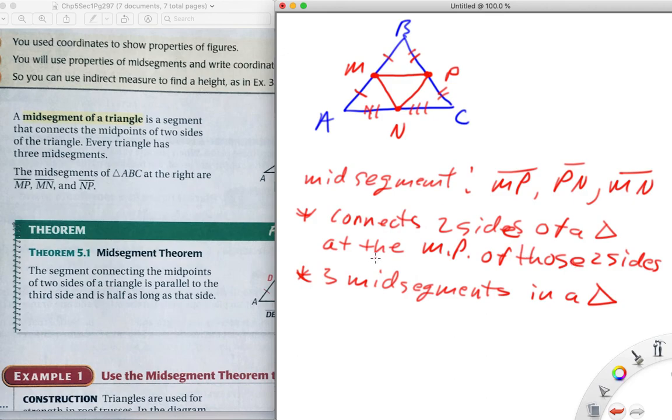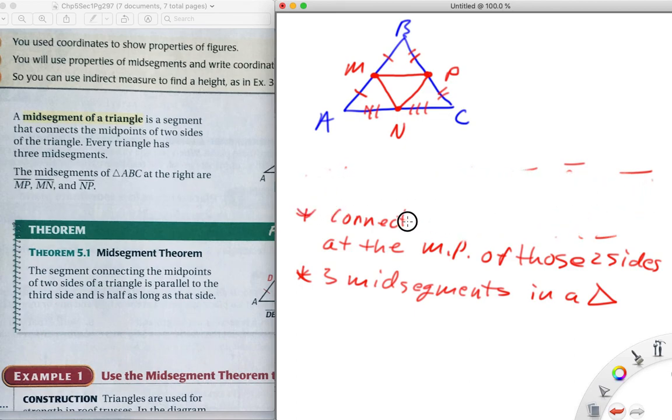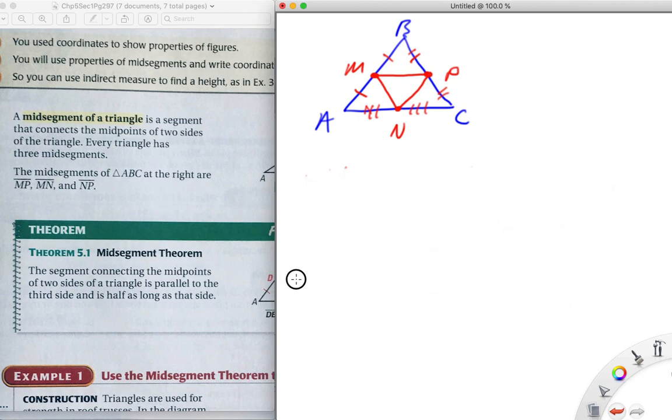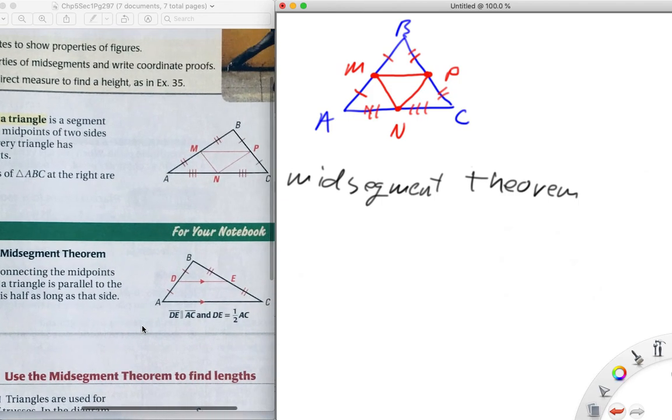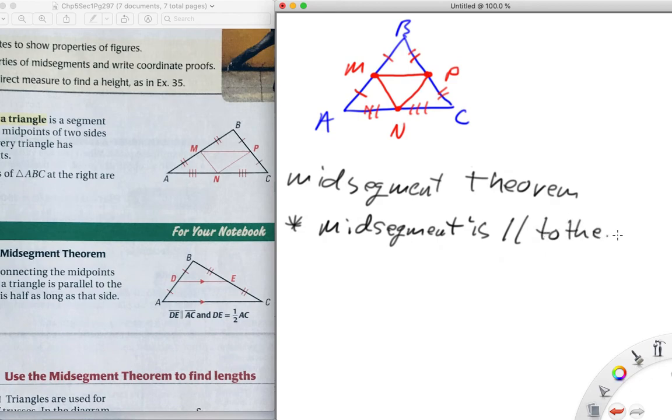Okay, and again that leads us to the midsegment theorem. It says that the segment connecting the midpoints of two sides of the triangle is parallel to the third side and is half as long. So thing number 1, the midsegment is parallel to the third side.